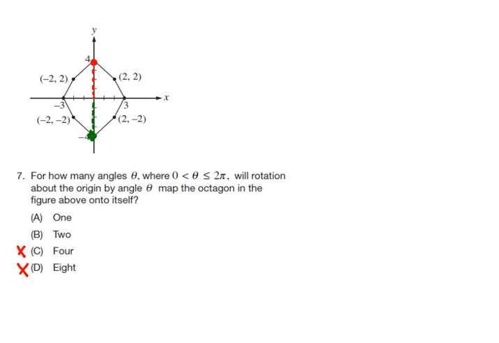So there should be 2 answers, or 2 angles theta. One is 180 degrees or pi, and the other is 360 degrees or 2 pi, wherein the object will map back onto itself. So since there are 2 answers, there cannot be one, and the answer to this problem would be B.